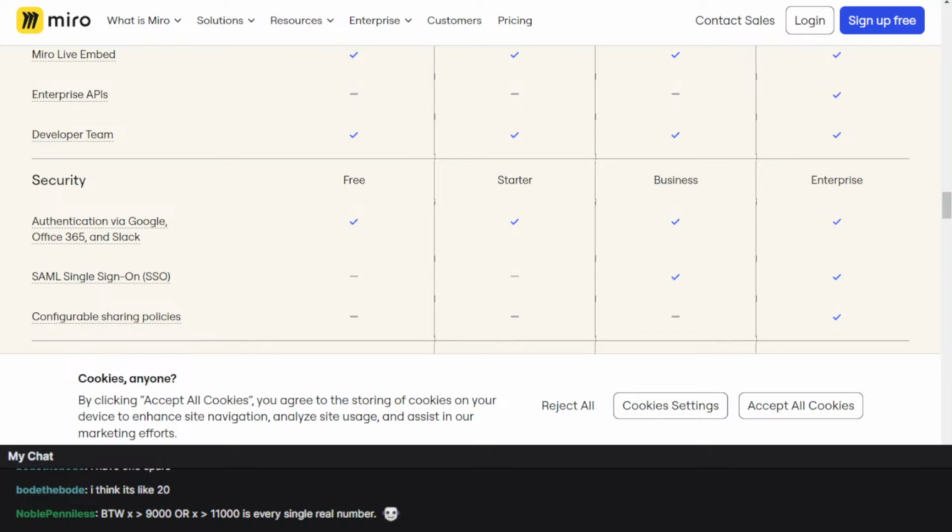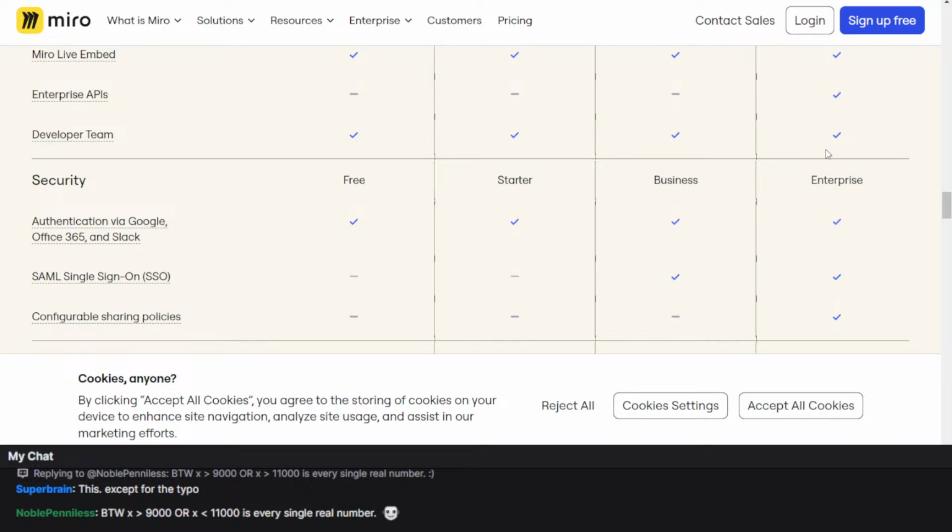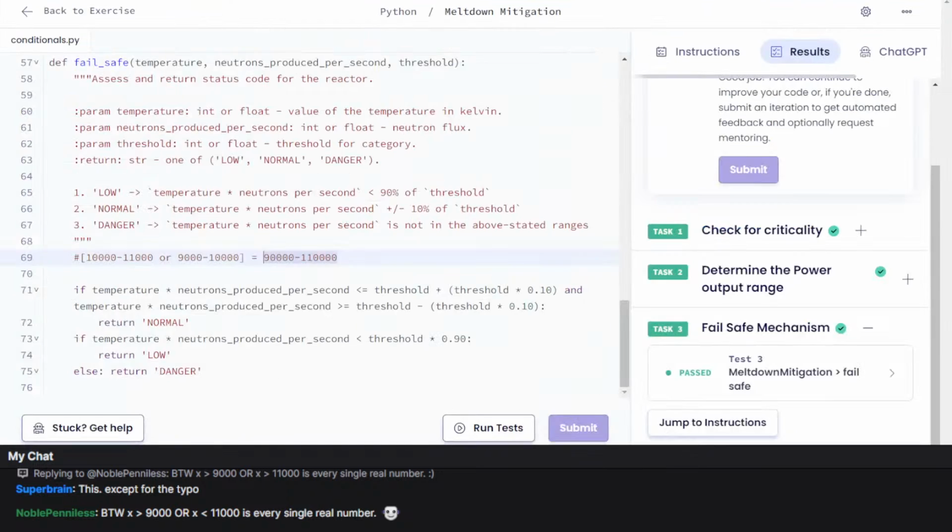Oh, wait, by the way, is it x greater than 9,000 or x greater than 11,000? Noble Penniless says oops, typo. Oh, you're going to say less? Oh yeah, because that's what I asked. I asked, is x greater than 9,000? That's why, when I ran this with my logic, it kept returning normal for everything, because everything passed as normal. So I know for sure I was asking for every real number.